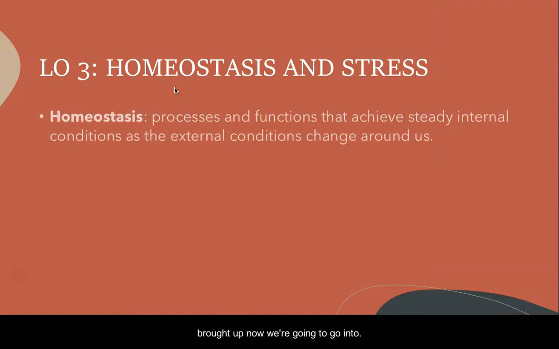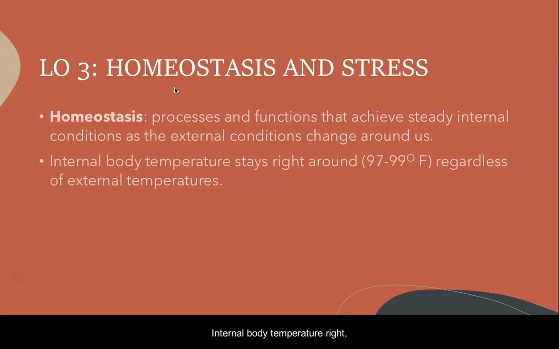So that was that word that we brought up. Now we're going to go into it. Processes and functions that achieve a steady internal condition, even if the external conditions change around us. That is homeostasis, a steady internal condition, okay? Internal body temperature stays right around 97 to 99 degrees Fahrenheit. But outside it could be hotter than that, or it could be much colder than that, right? But the processes and functions within our body keep our internal temperature right around that very healthy 97 to 99, okay? Obviously, if things deviate too far each way, that's very bad for us.